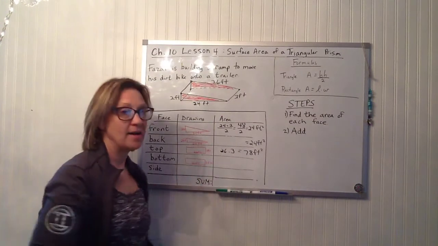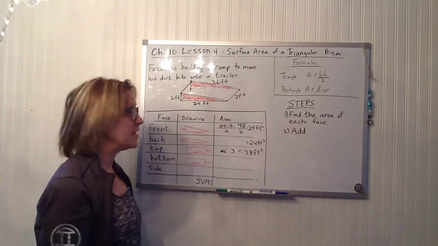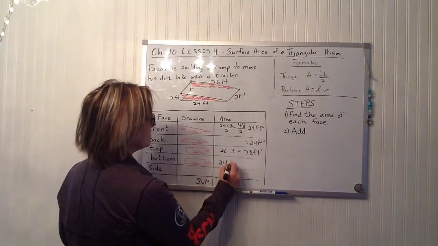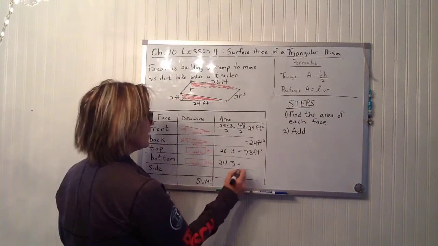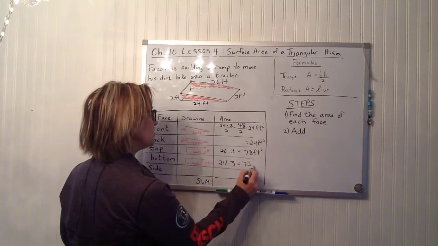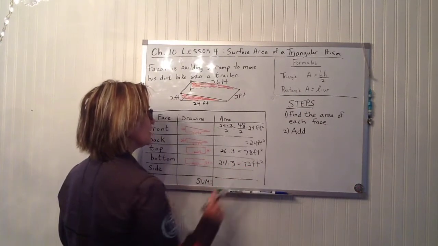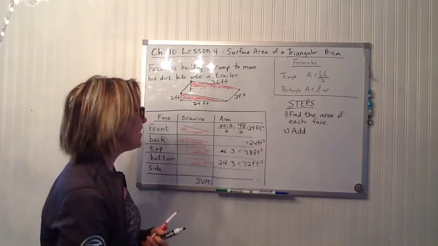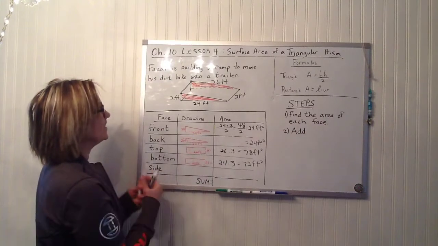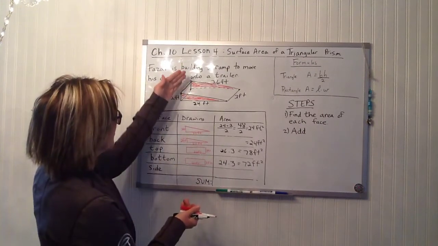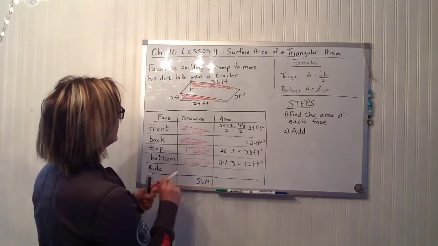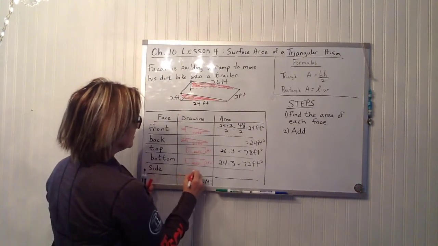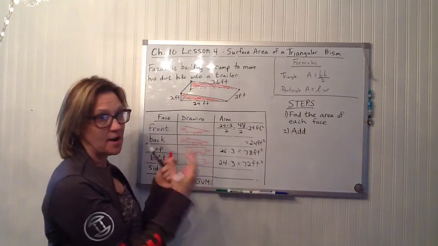So following my formula for area of a rectangle, I get 24 is my length times 3 is my width, and that's 72 feet squared. All right, we have 4 out of 5 of the faces. The last face is the side, and I'm going to call this the side here. And that is, again, it looks like a parallelogram. It's skewed because of our perception.